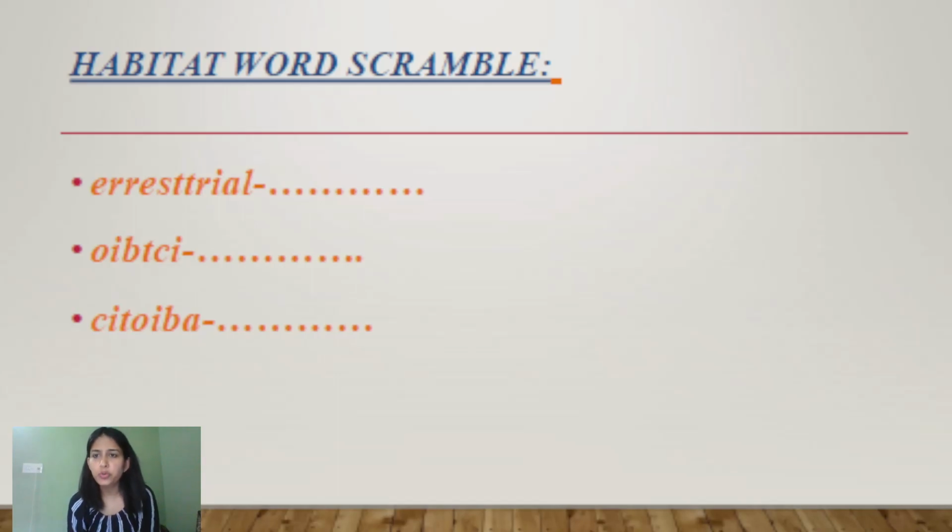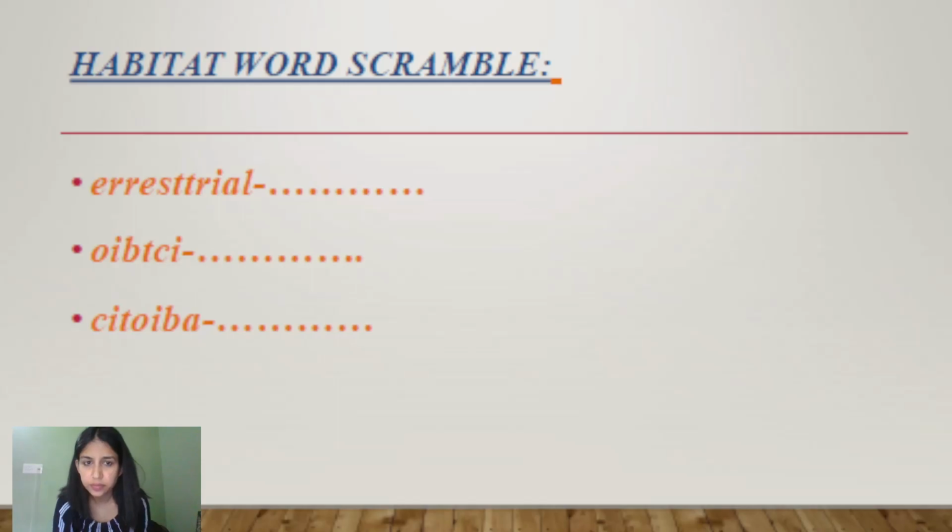Yes. So you will be doing this habitat word scramble. You will be arranging these three habitats into the right combination of words. So we will be trying to rearrange these words, these habitats basically. What do you think should be the first one?